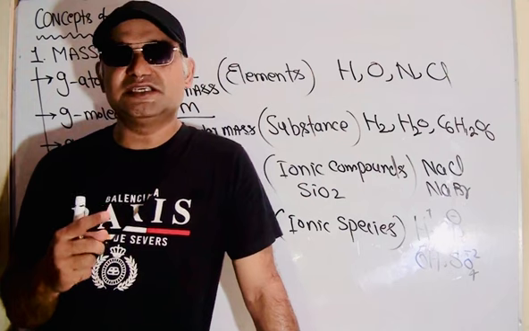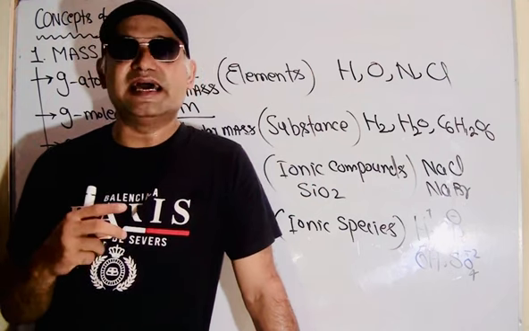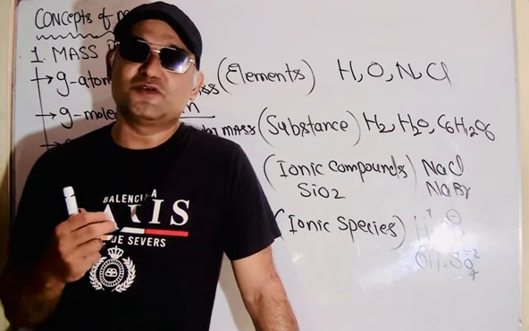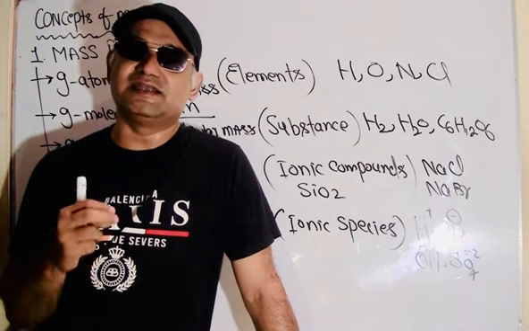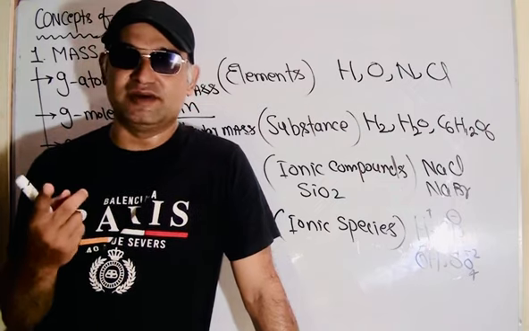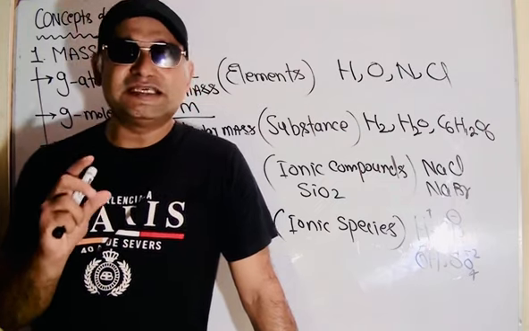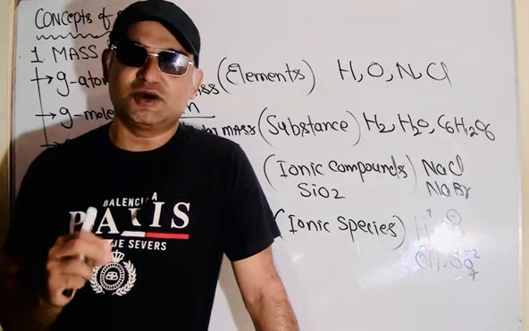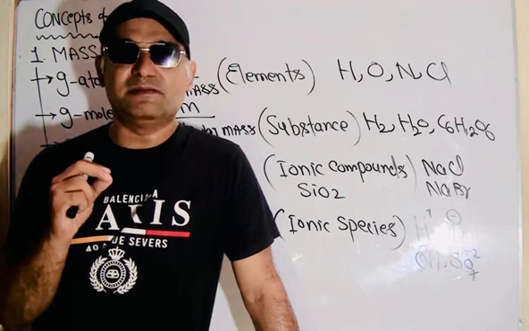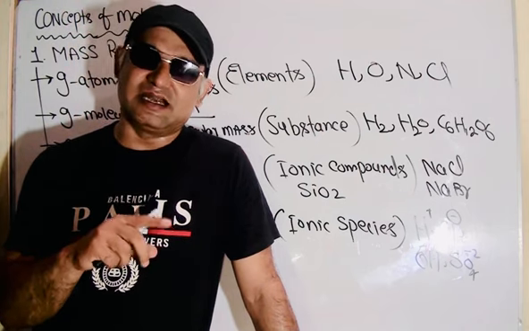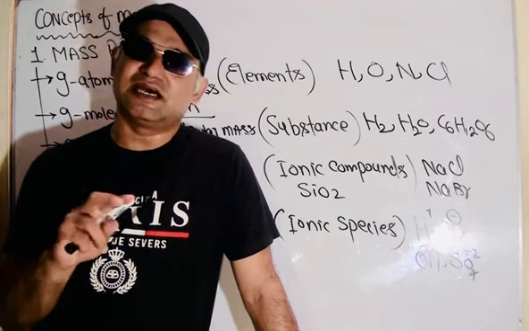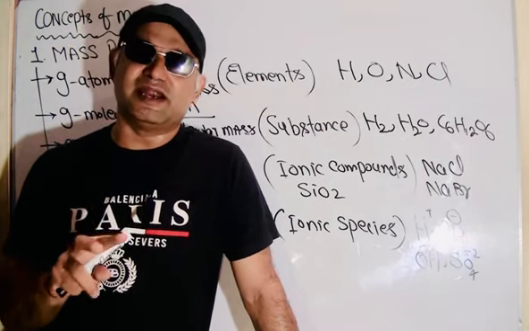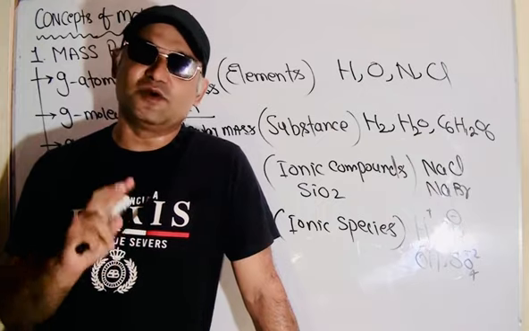If the species consists of ionic compounds, then we will apply the gram formula. And if the species consists of ionic species, then we will apply the gram ions on that species. So which concept of mole is applicable? It totally depends on the nature of the matter, either elemental substance, molecular substance, formula units, or ionic species. So according to the nature of the matter, we will apply the concept of mole.